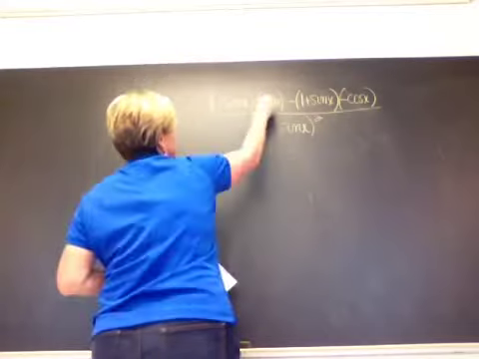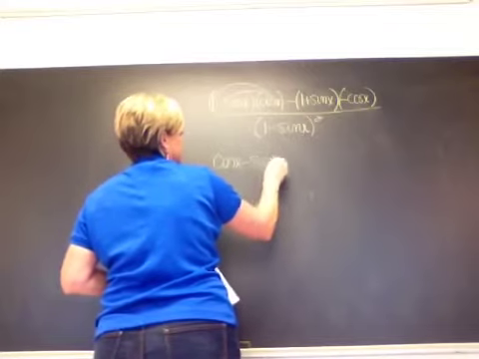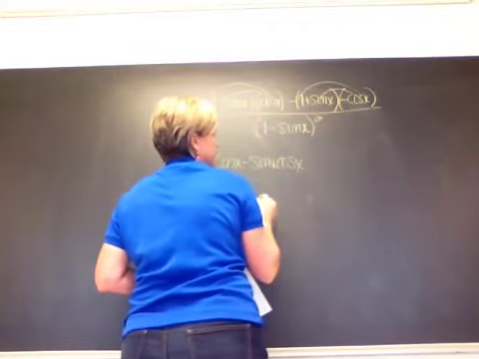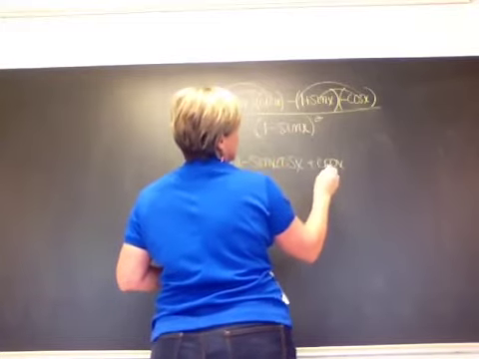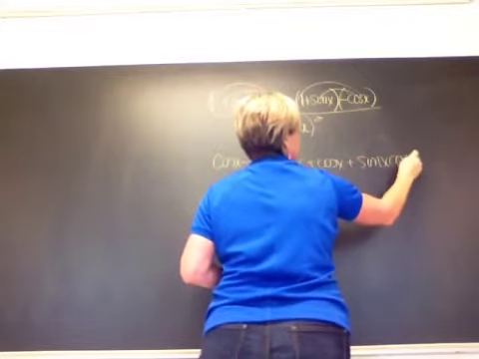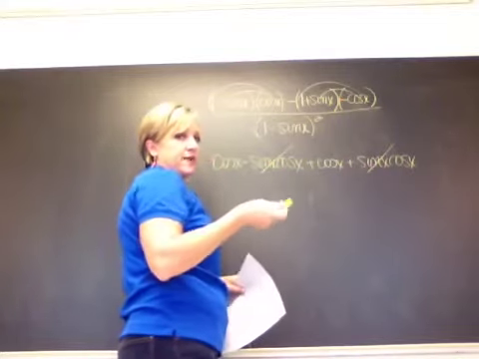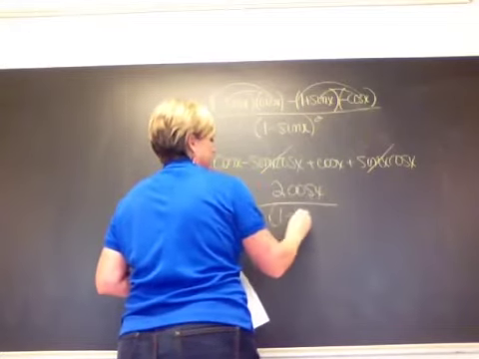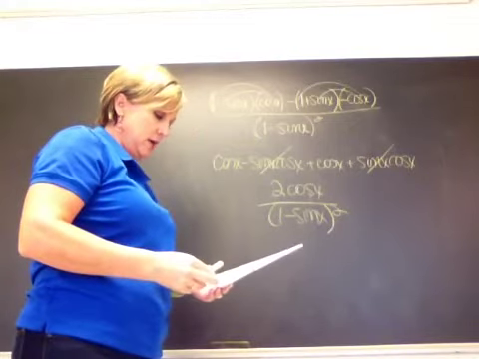Up here you need to do the distributive property, so you've got cosine x minus sine x cosine x. Right here you need to do the distributive property, so that is positive cosine x plus sine x cosine x, and it's all over Ho squared, but I'll fix it in a minute. Those cancel, and you have like terms. You have 2 cosine x's over Ho squared. So that's your answer on that one.